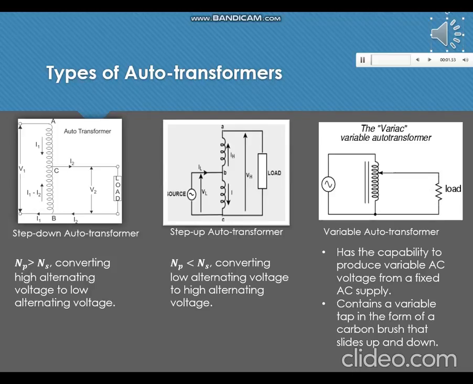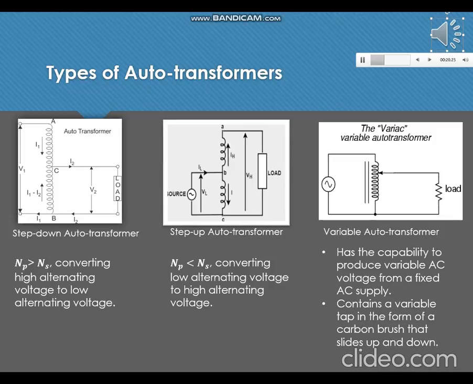Now let us see the types of autotransformers. There are three types of autotransformers. The first one is the step-down autotransformer. You can see it in the diagram, where the number of turns on the primary side is greater than the number of turns on the secondary side. This converts high alternating voltage to low alternating voltage.